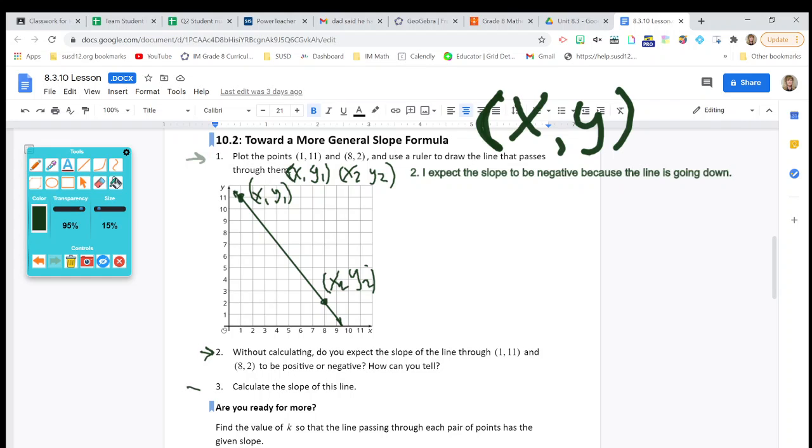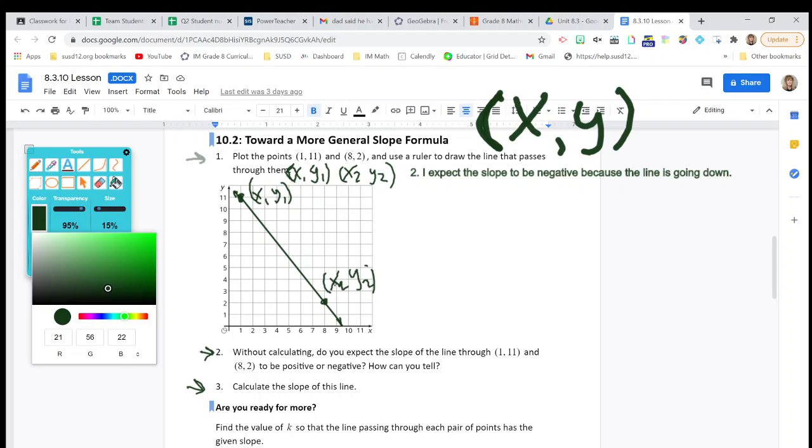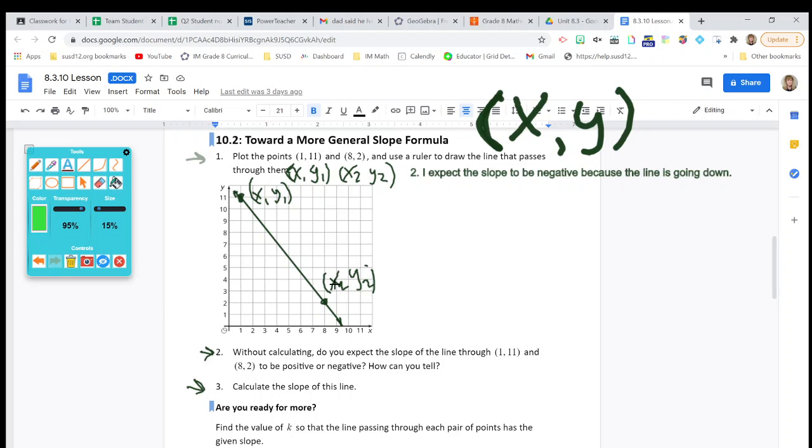Number 3, calculate the slope of this line. Okay, here's where I'm going to give an introduction to a way to calculate slope without drawing the slope triangle. But I am going to use the slope triangle to lead into the new way. So when you draw the slope triangle, you can see the change in y and the change in x. The change in y goes from y equals 11 to y equals 2. So I'm going to write that down. The change in y is from 11 to 2.